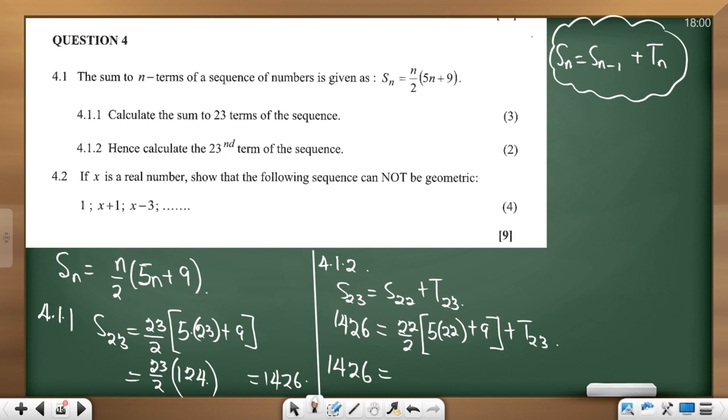1309. Am I right? Yeah, 1309. Confirm for me. 119. Yep. Please confirm. 1309 plus T23. Just confirm for me.